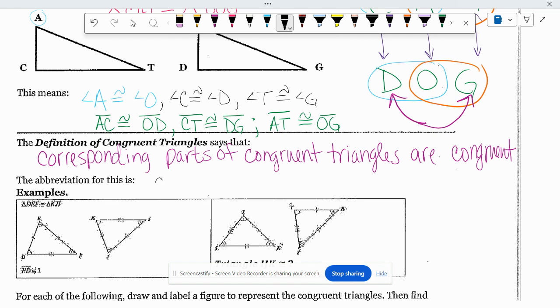Not me. Me either. So the abbreviation is CPCTC. Corresponding parts of congruent triangles are congruent. That's how we abbreviate that. CPCTC.